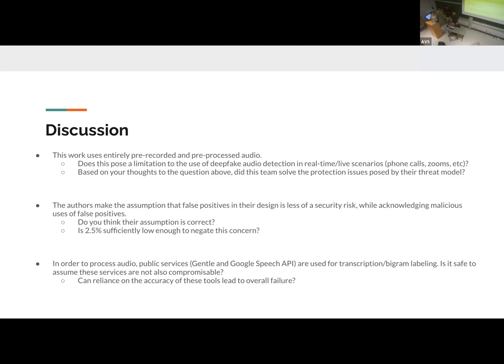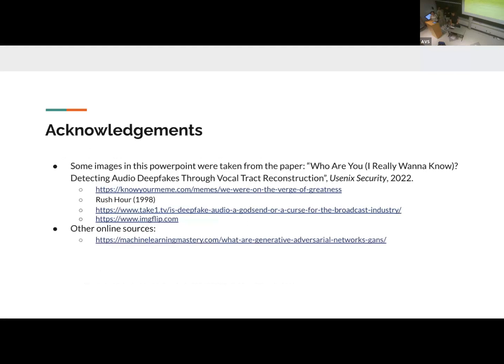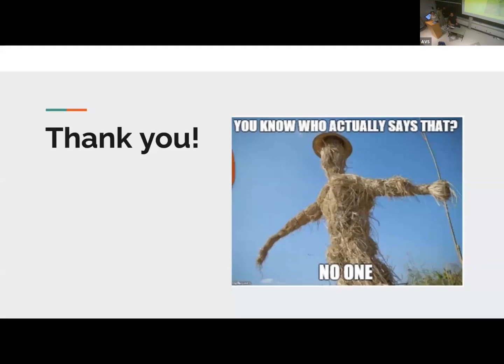And finally, they used Gentle and Google Speech API to perform their bigram labeling and metadata timestamping. Is it safe to assume that these services are not also compromisable? This paper does not discuss the issues of that in general, and can reliance on the accuracy of these tools lead to overall failure? So with that, that's kind of the end of our presentation.